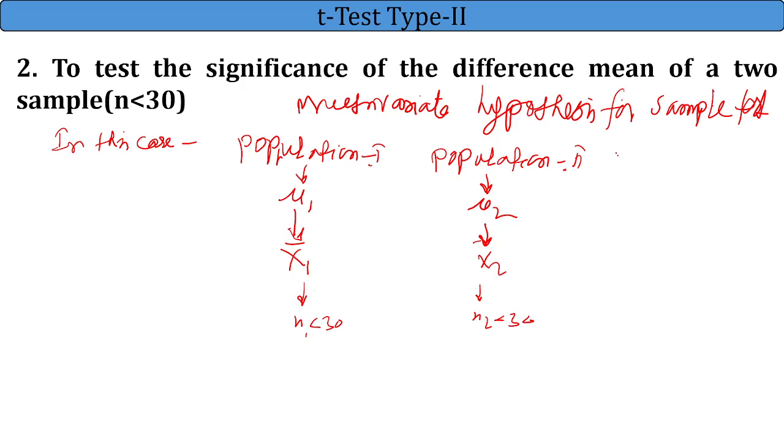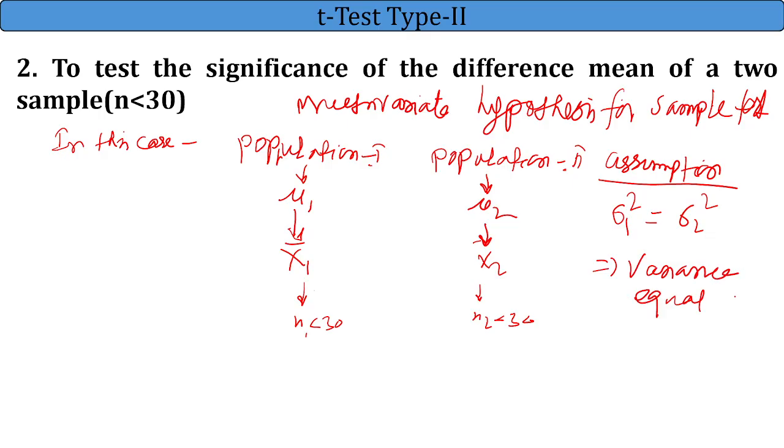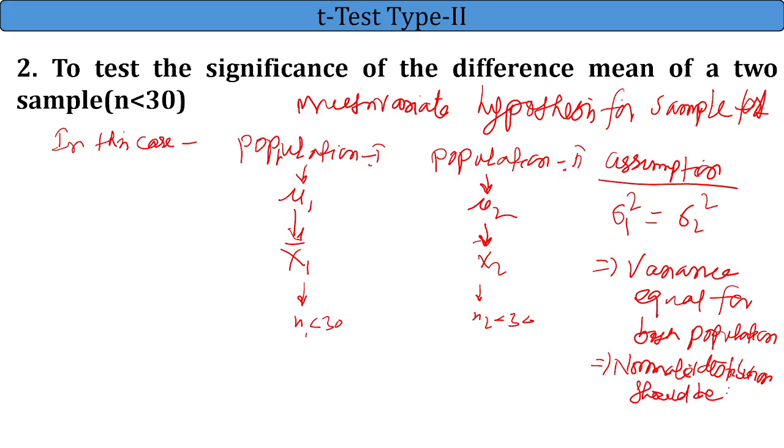So for this, the assumptions we have are: the variance should be equal for both populations, first and second, and normality should be there, meaning a normal distribution should be there. So these are the assumptions.